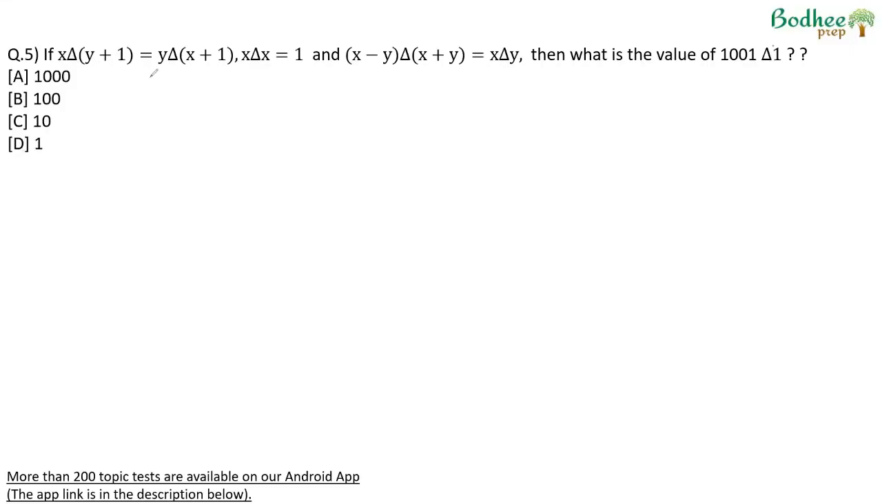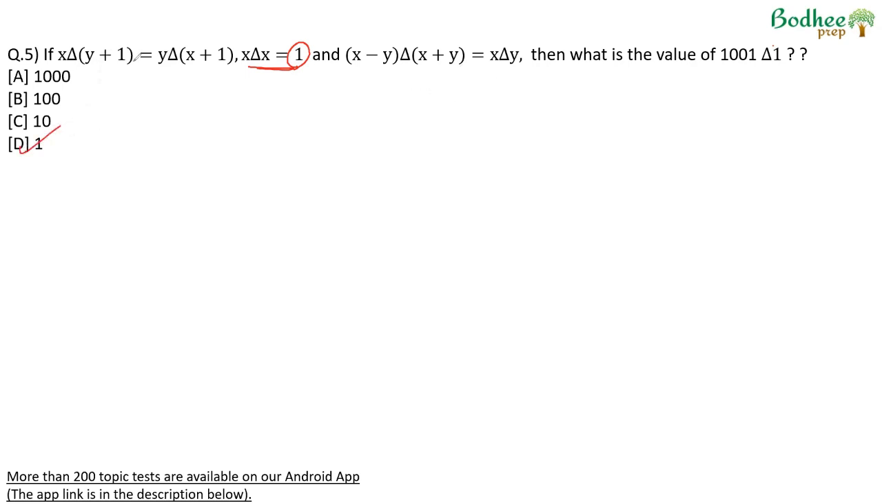If x delta y plus 1 is equal to y delta x plus 1, x delta x is 1, and x minus y delta x plus y is x delta y, what is the value of 1001 delta 1? Again, if we look at the three equations given, the only case where you get a value is this one, and the value is 1. So ideally, the answer has to reach 1 in some way.